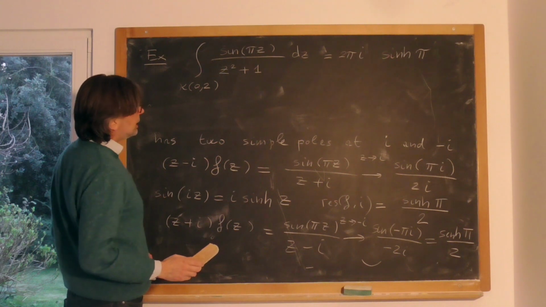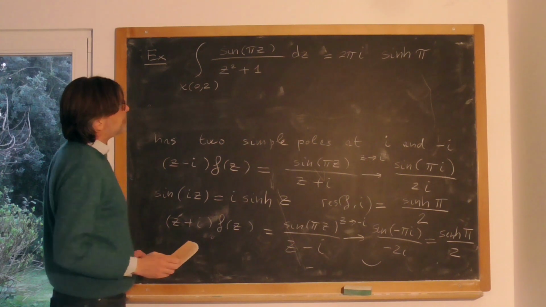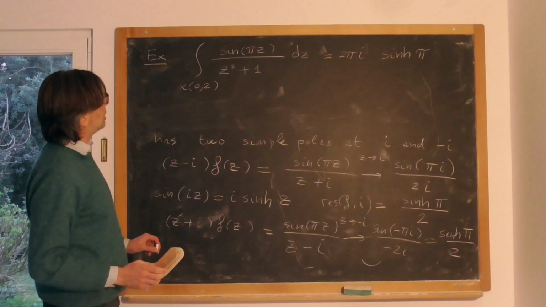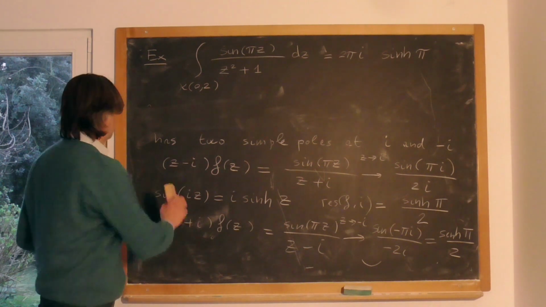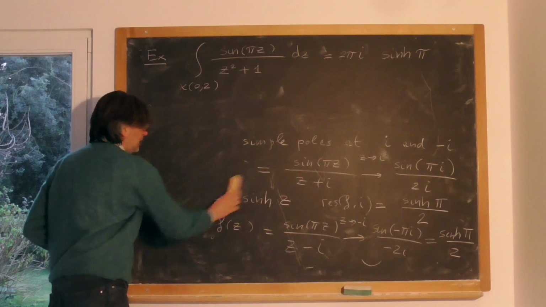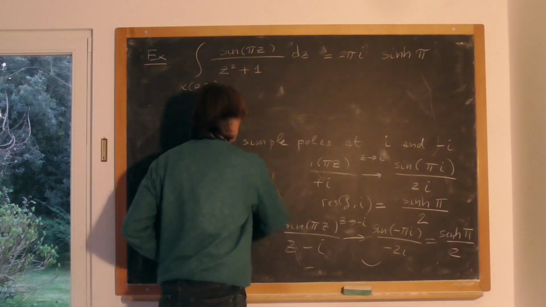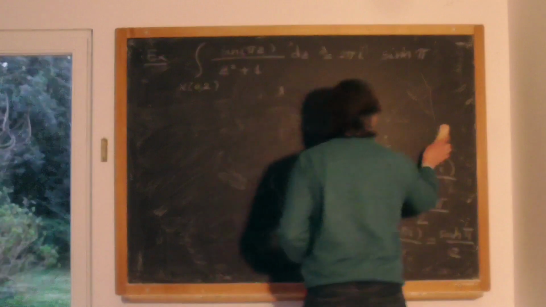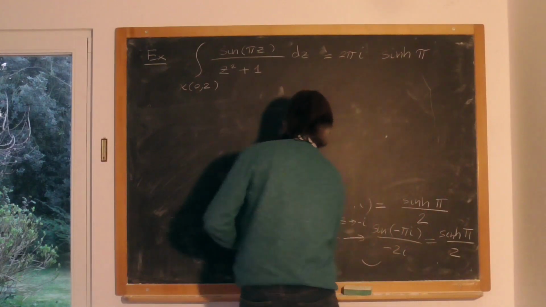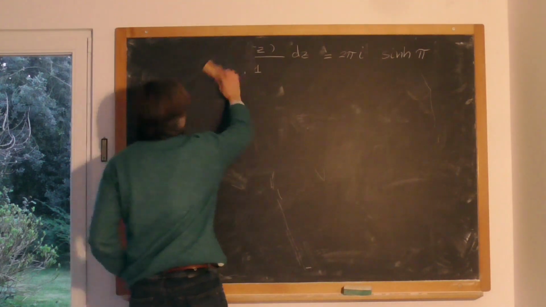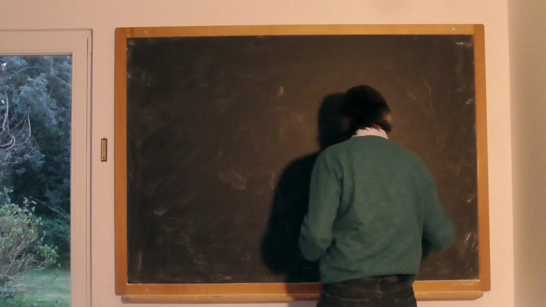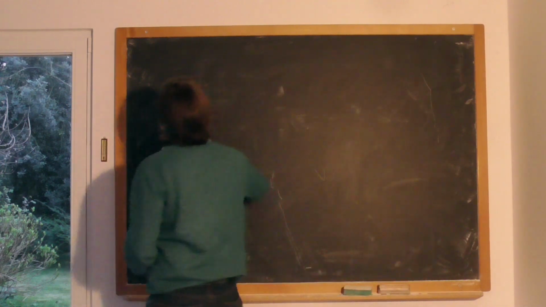So this was the computation of the residue at a simple pole. So what happens if we have a pole but of higher multiplicity? Here we also have a formula, a bit more complicated, not that much.